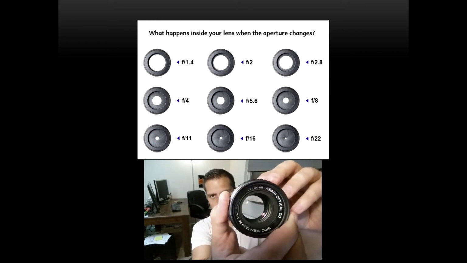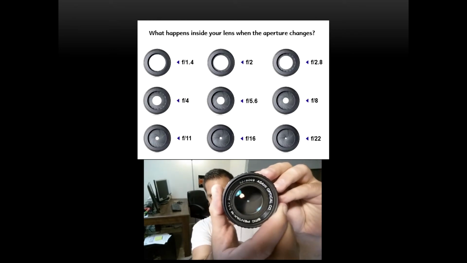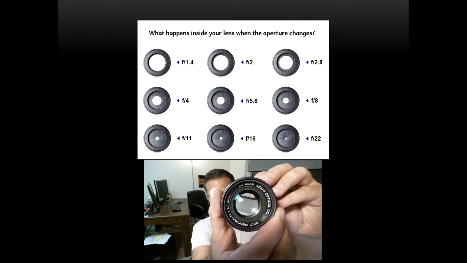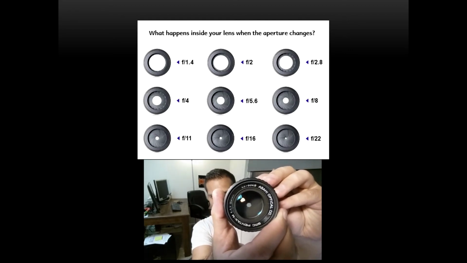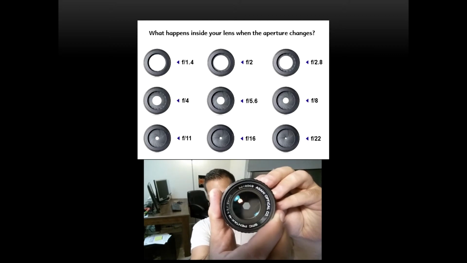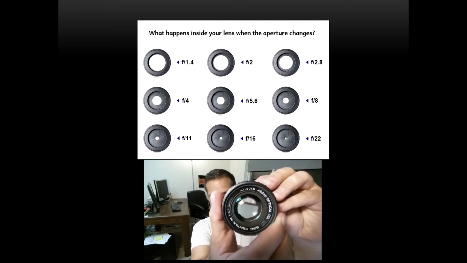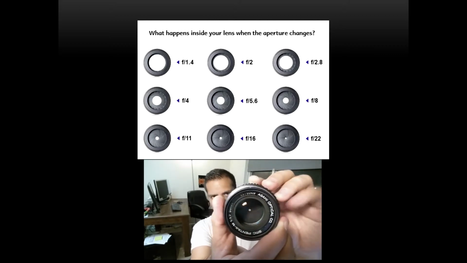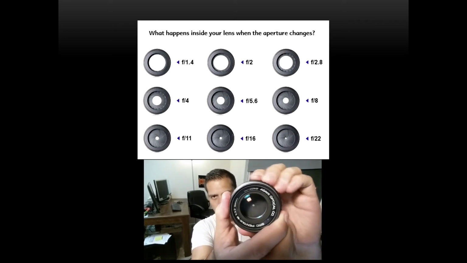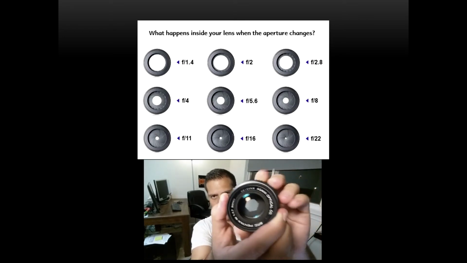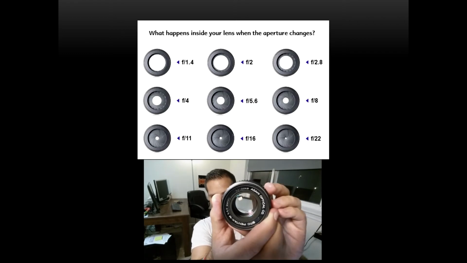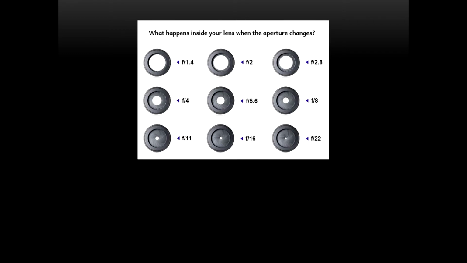Same thing going from f2 to f2.8 or f2.8 to 4. If you jump up to f11, that's another 3 stops from f4: 1 to 5.6, 2 to f8, 3 to f11. It's a very difficult thing to remember how it all works, but you do have to commit it to memory because the mathematics are a little bit difficult to keep in mind at all times.